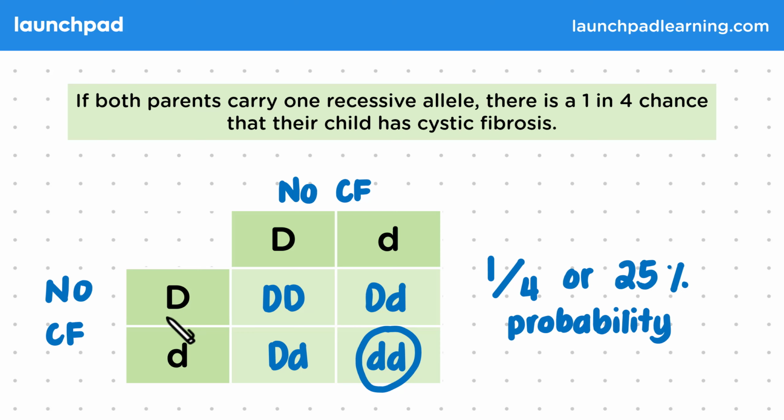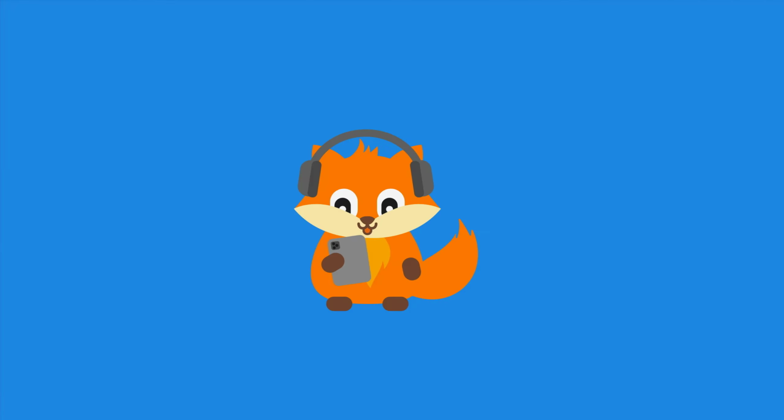So then you should be able to complete Punnett square diagrams like this one in the exam to show the probability of inheriting genetic disorders like cystic fibrosis when given the genotypes of the parents or by using a family tree. Thanks for watching.